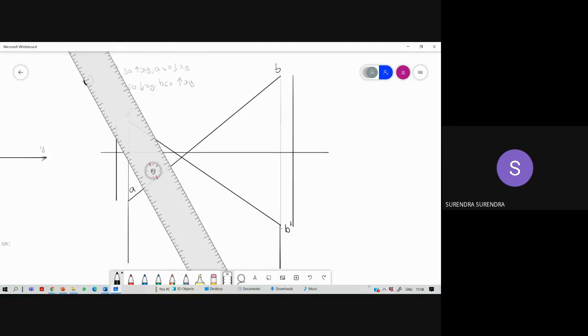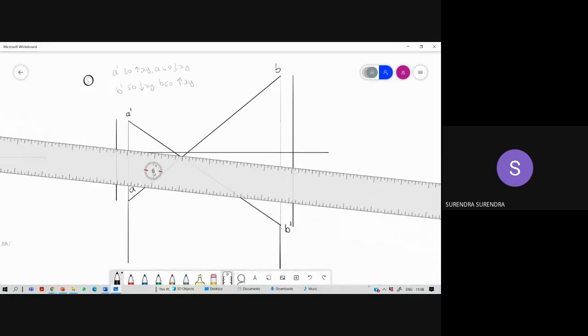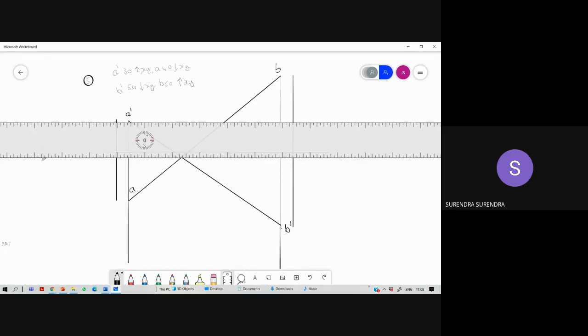Extend downwards, so that dimension lines should never touch the projections or the XY line. I'm also drawing the extension lines from A.